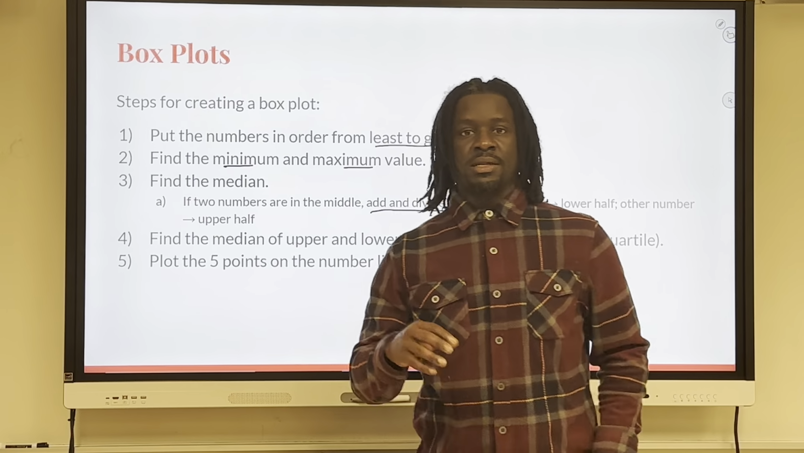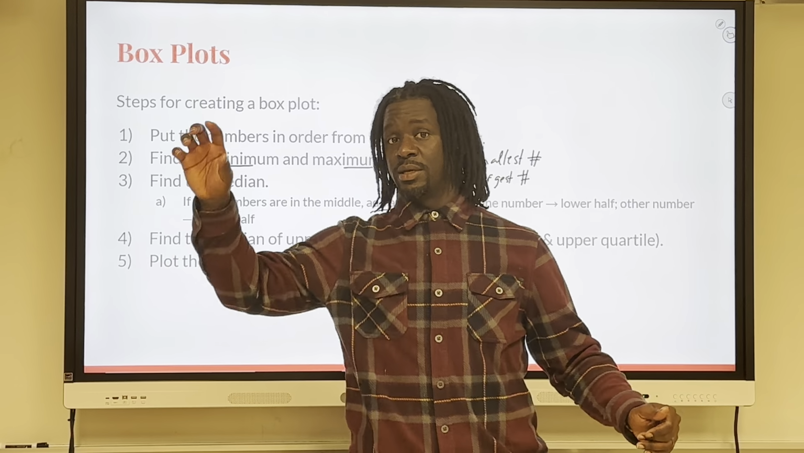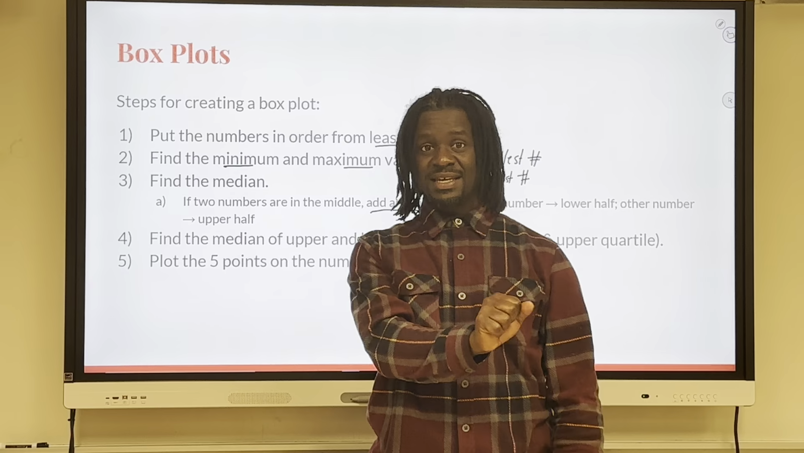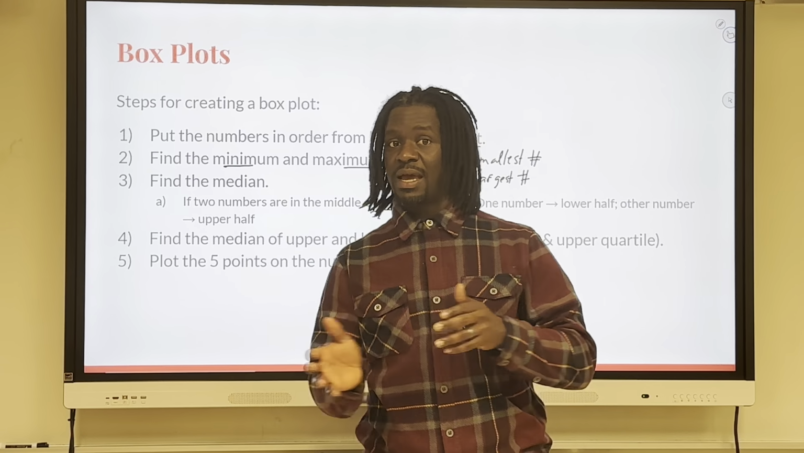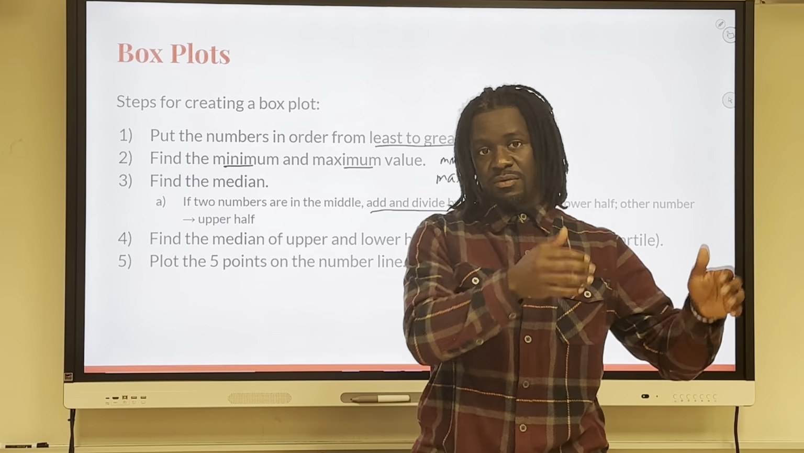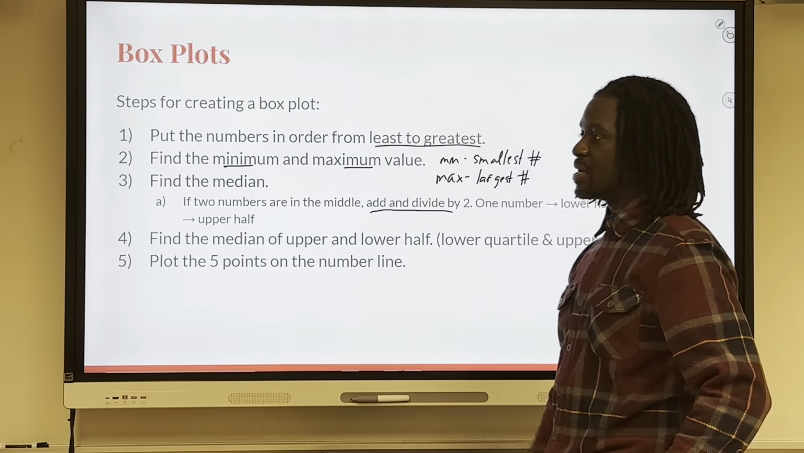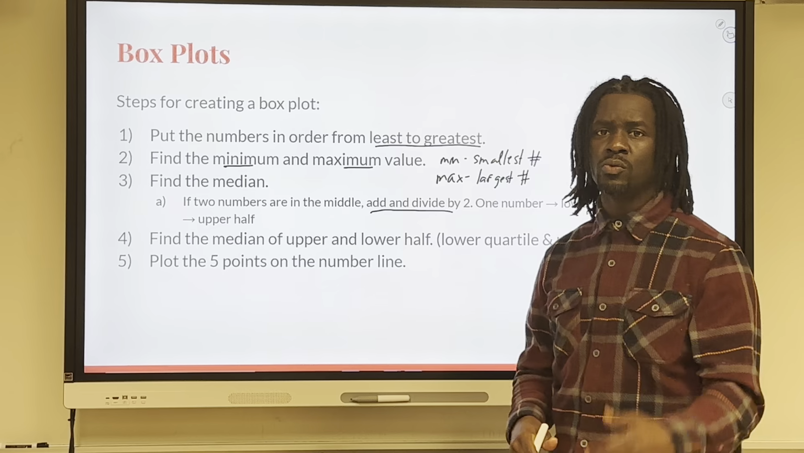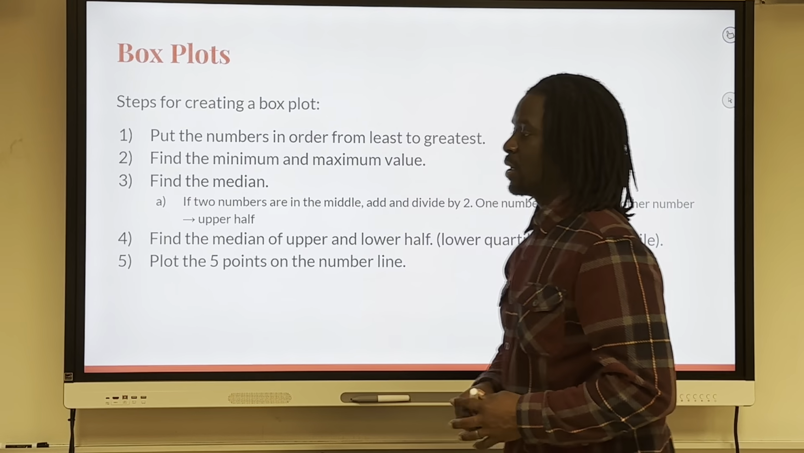So, again, to summarize, you put the numbers in order from least to greatest, minimum, maximum, find the median. That splits our data into two halves, upper half, lower half. Find the median of the lower half, median of the upper half. And then that's it, okay? So not gonna do an example here. You have plenty of examples and you will have some on your study guide as well, okay?